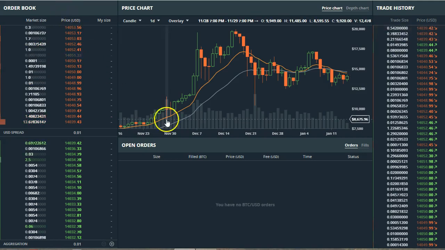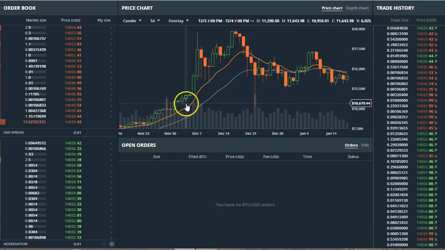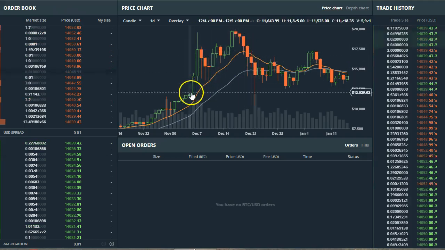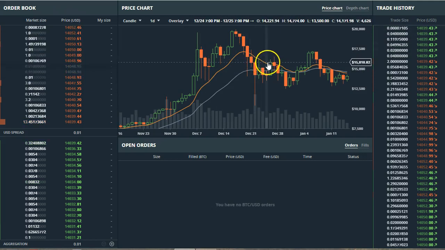The first thing I do is I use moving averages to identify the trend. If the trend is going up, the moving average should be going up. If the moving average is going down, I do not want to be buying. This is the first thing I do. It's very simple. Analyze the trend.